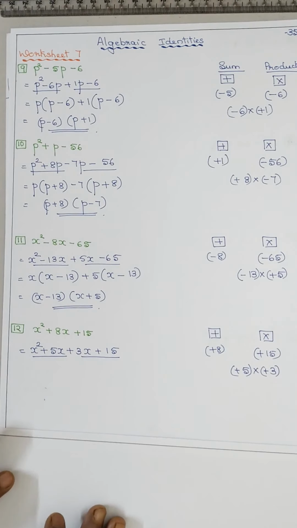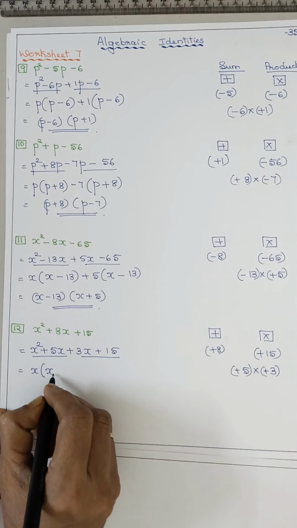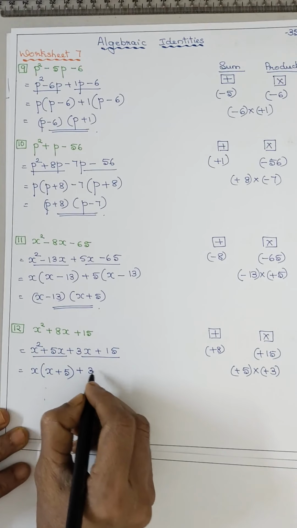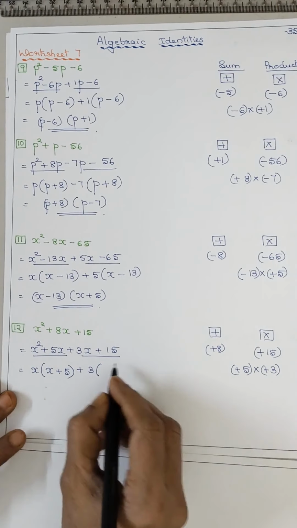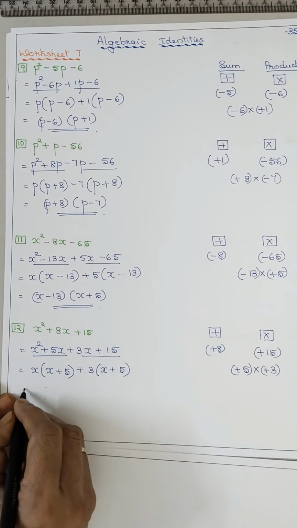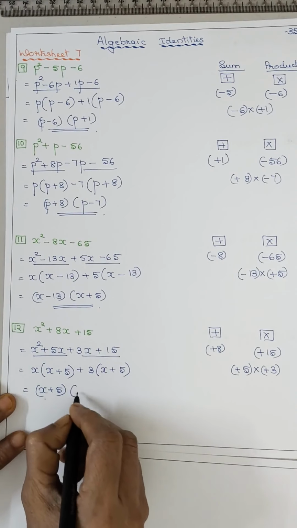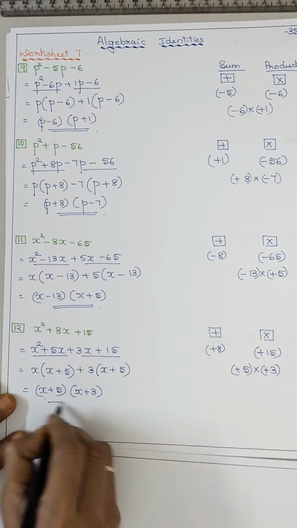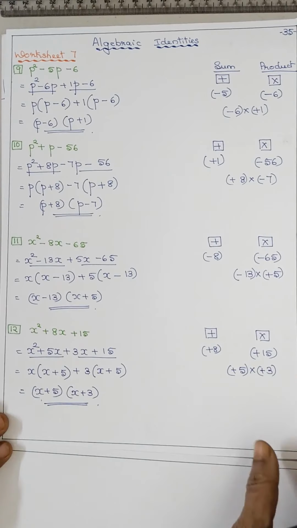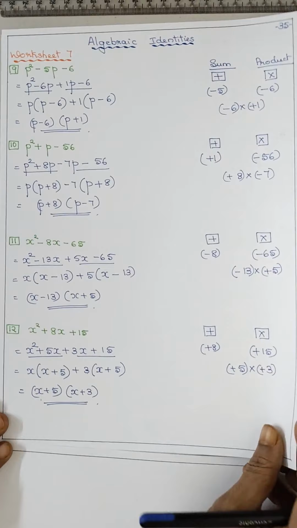Underline first two and the last two. x is common, remaining is x. Here 5 will be remaining, plus 3 is common. Now x remains, plus 3 how much are 15? 5s are. So that is why x plus 5 and x plus 3. Is it okay? So we have completed the 12th sum.